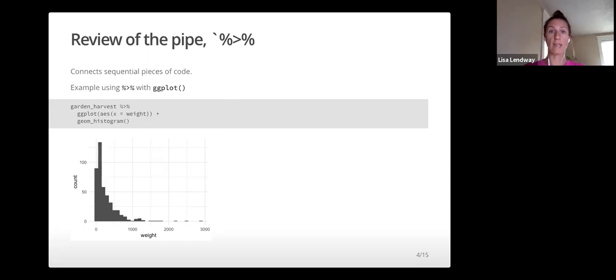We always press enter to create a new line after a pipe. This is for readability of the code. In the example here, the garden harvest data is then used in the ggplot function. We've seen this before.